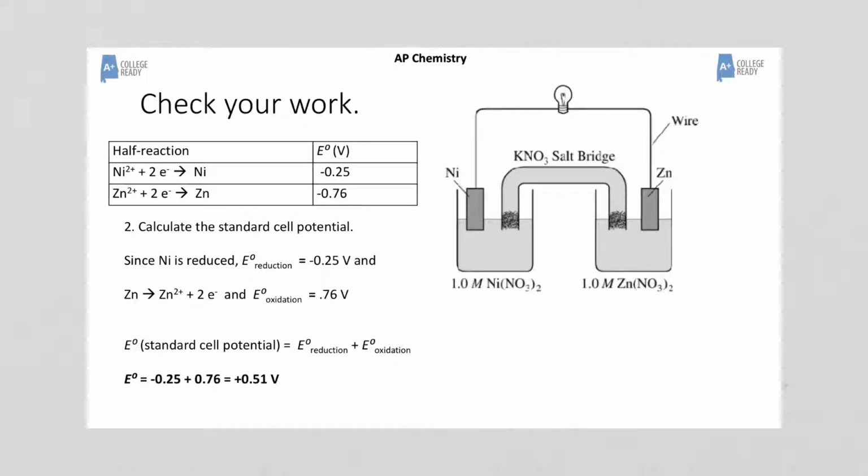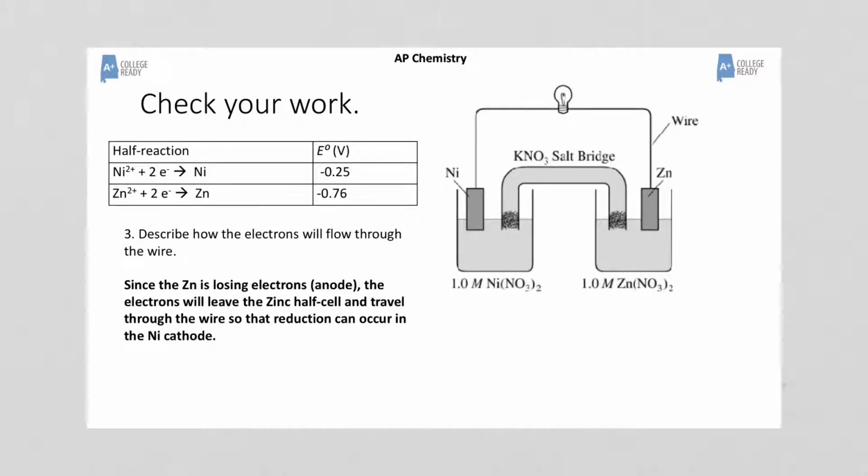Number 2, this calculation, again, the nickel stays negative 0.25. We've reversed zinc to be oxidation. Just the addition of those two gives us this positive 0.51 volts. Number 3, how do the electrons flow in the wire? We know that they flow from the anode to the cathode, but we need to specifically mention that the electrons would leave the zinc, because it is the anode, and travel through the wire to the nickel cathode. A lot of free responses might actually ask you to draw this on the diagram. So you could just do arrowheads to show which direction they're going.